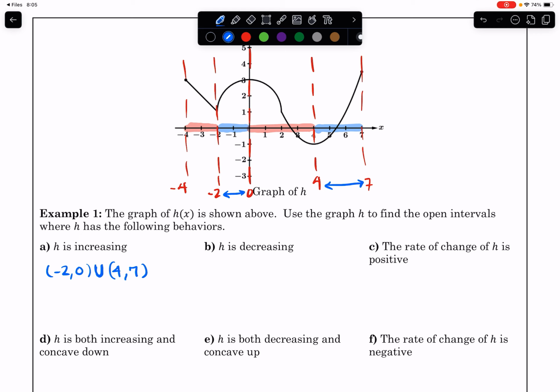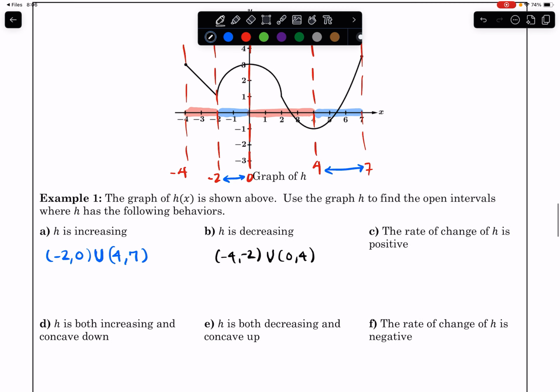Now, where is h decreasing? h is decreasing in those red sections where the graph is going down. We can clearly see that the graph goes down in that section right there, which is between the x values of -4 to -2. And it's also decreasing, even though it's not a straight line, it's decreasing from here to there. Again, it's going down in a curve, but it's still going down, which is between the x values of 0 to 4. And again, anytime you have multiple intervals, we use that letter U to represent that idea.